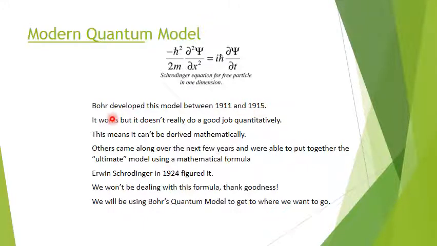So Bohr developed the model between 1911 and 1915, and it works, but it's not very good quantitatively. What that means is it doesn't work mathematically, and that's always a problem. Physicists always like to have things done mathematically. So over the next few years, from about 1915 to 1930, really smart guys, and you probably heard of them, like Einstein, came together and they came up with the magic mathematical formula. And actually, it was this guy named Erwin Schrödinger, and here's his magical formula.